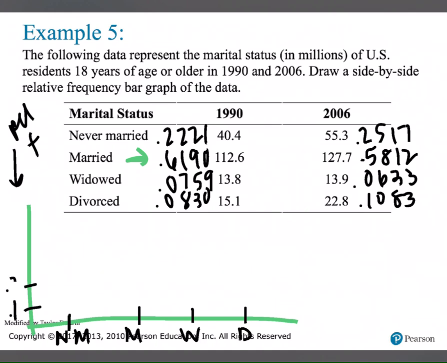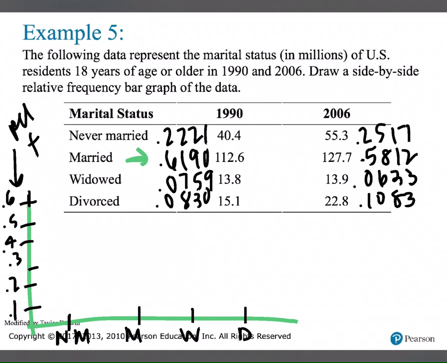So 0.1, 0.2, 0.3. Whoa, I got really off really fast. Let's see, 0.3, 0.4, 0.5, actually. Sorry about that. 0.4, 0.5, 0.6. It's a little hard to navigate sometimes.